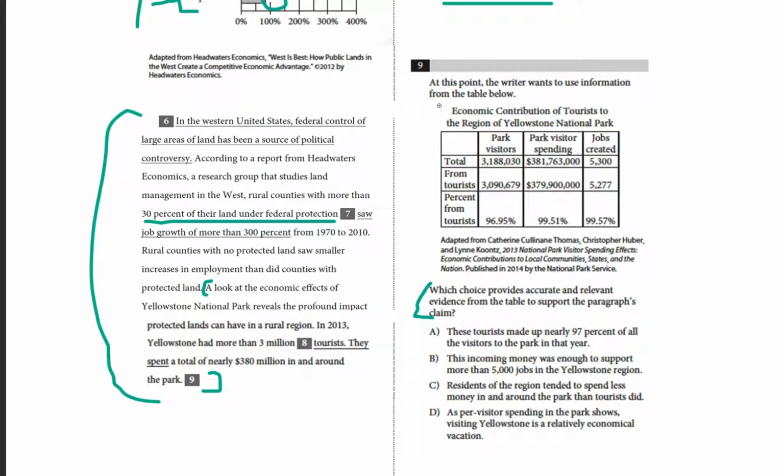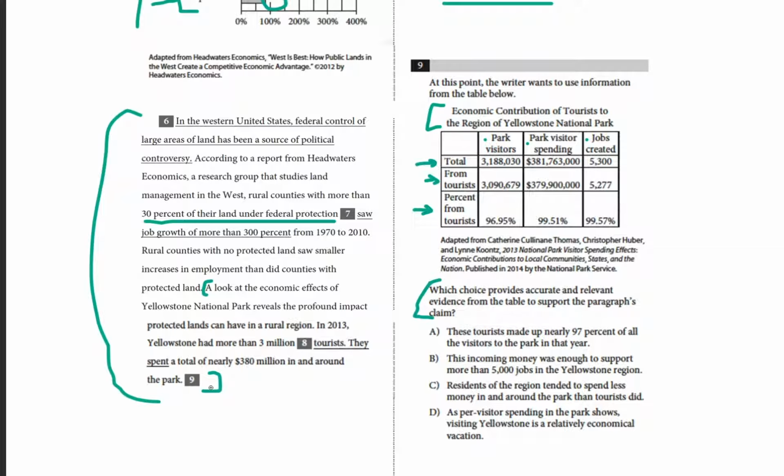Okay, so now let's look at this table. Economic contribution of tourists to the region of Yellowstone National Park. So we have the total number of park visitor spending and jobs created. And then they've broken that down into how much the total is and how much is from tourists. So tourists here, and then tourists plus locals, and what percentage of visitors, what percentage of revenue, and what percentage of jobs come as a result of tourism in Yellowstone National Park.